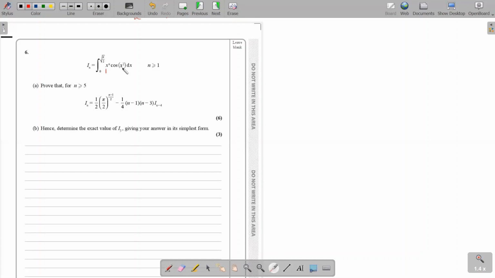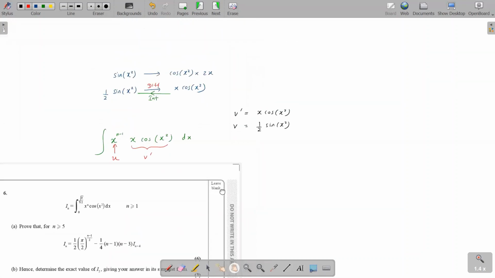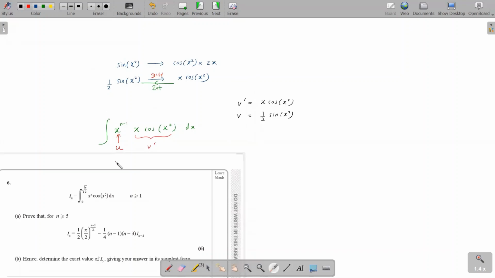Because when you have just cos x, yes, we know how to integrate. If it's a cos 2x, we know how to integrate. But if the x has a power, then we cannot use the general rules of integration, right? So to do this, what I have done here is, you can see on top, I've broken it down. Can you see x to the power n? I've broken it down as x to the power n minus 1 times x into cos x to the power 2.